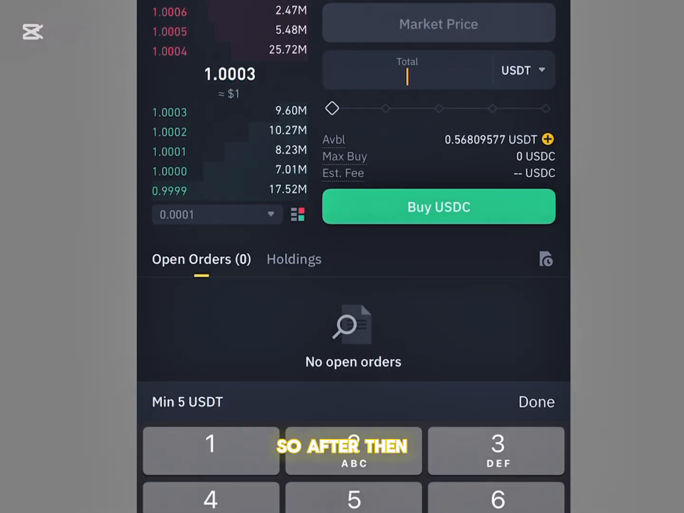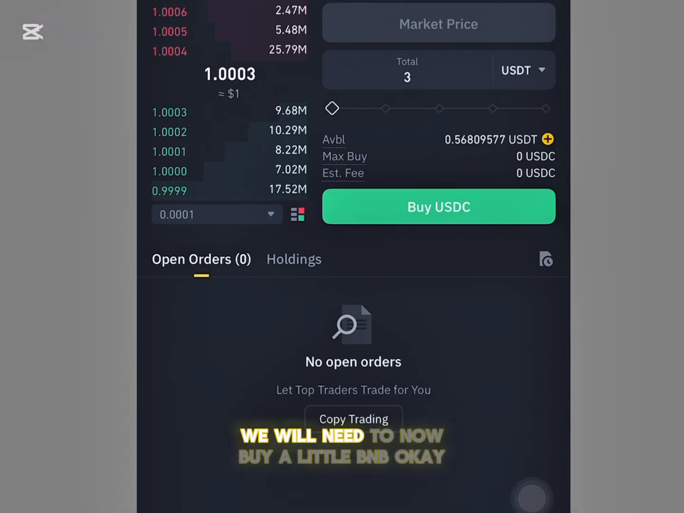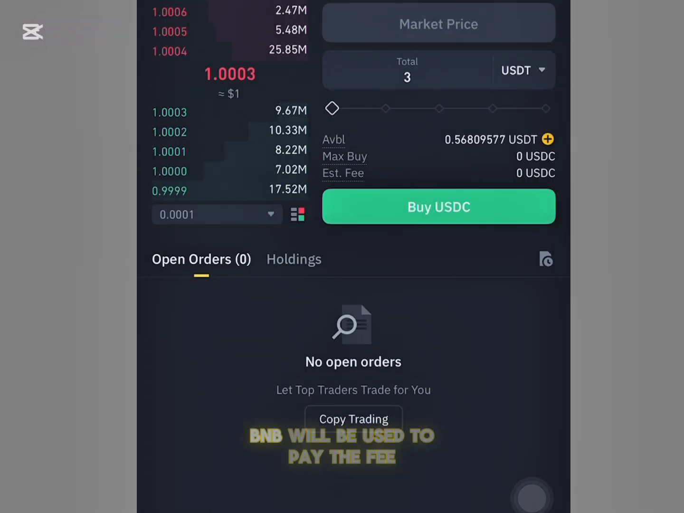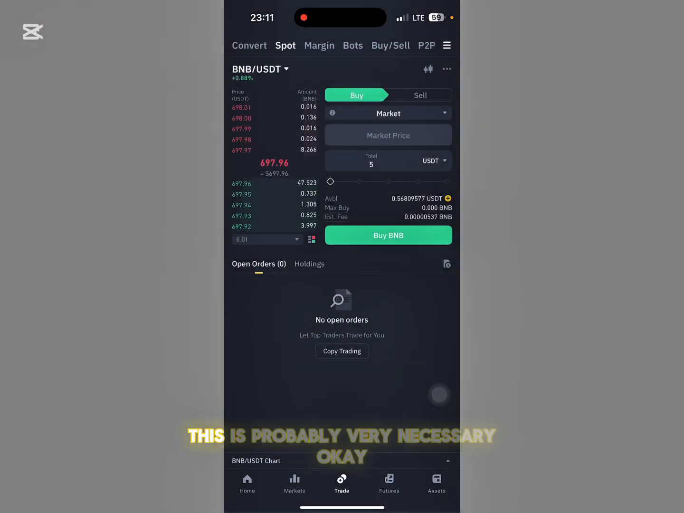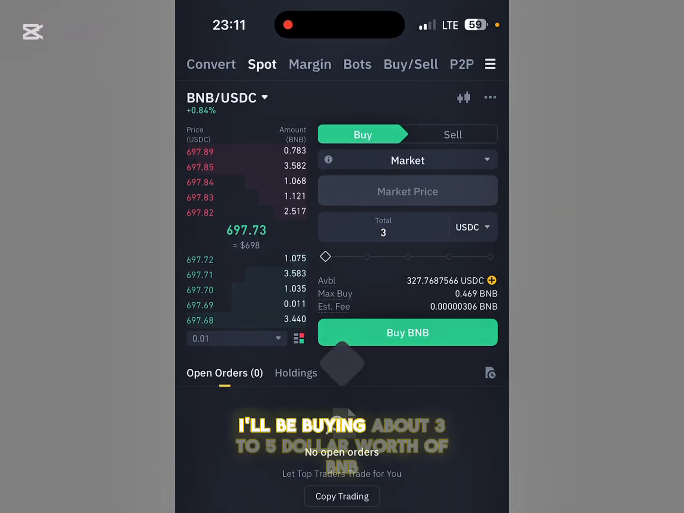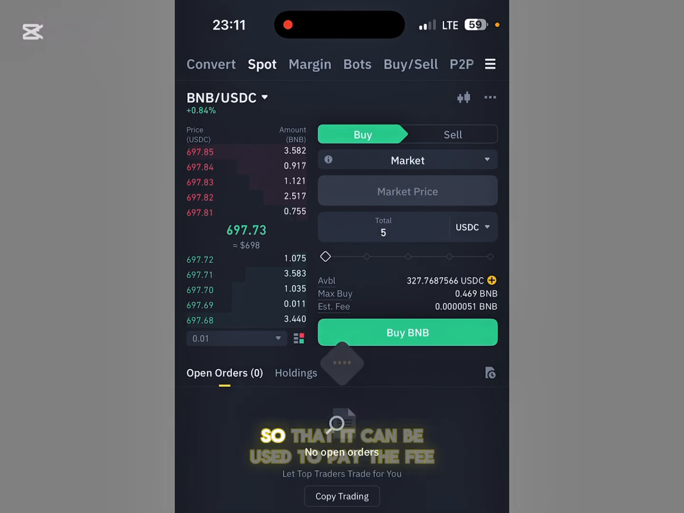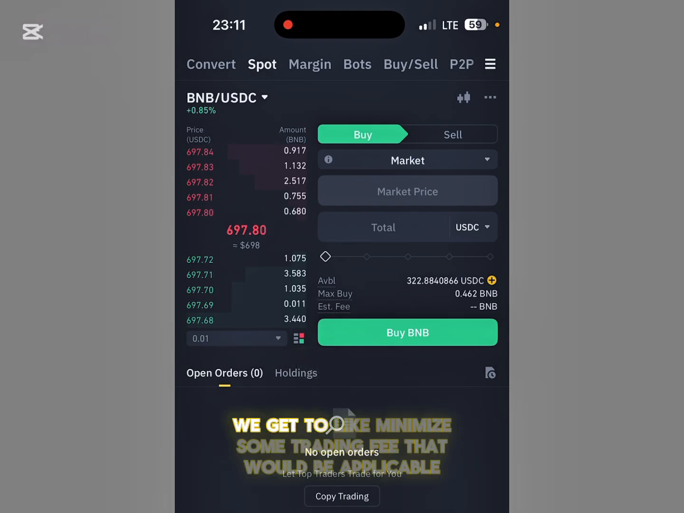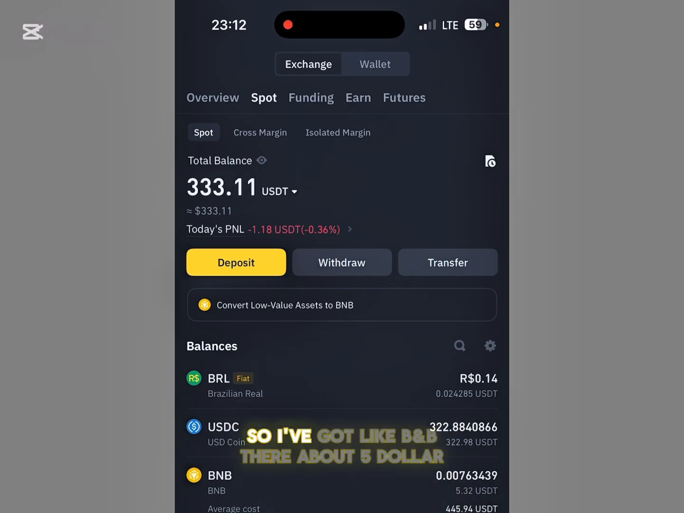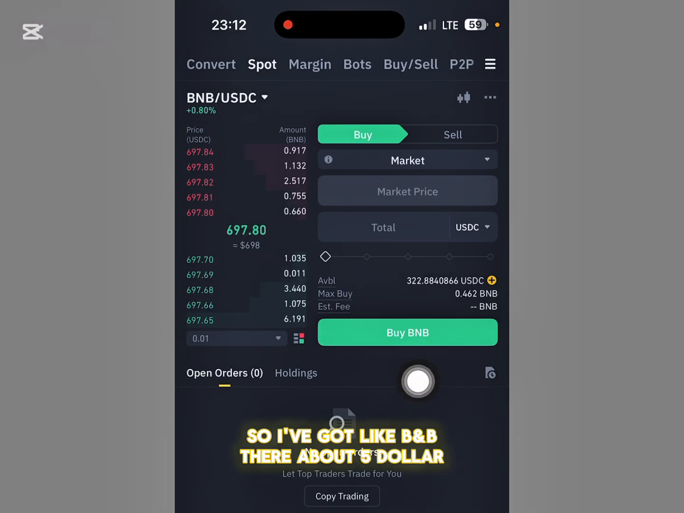So after then, we will need to now buy a little BNB. Okay, BNB will be used to pay the fee. This is probably very necessary. Okay, I'll be buying about $3 to $5 worth of BNB so that it can be used to pay the fee. That way we'll get to minimize some trading fee that will be applicable. So I've got BNB there, about $5.